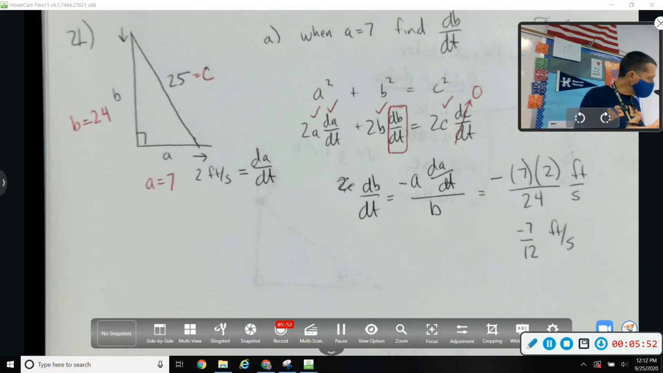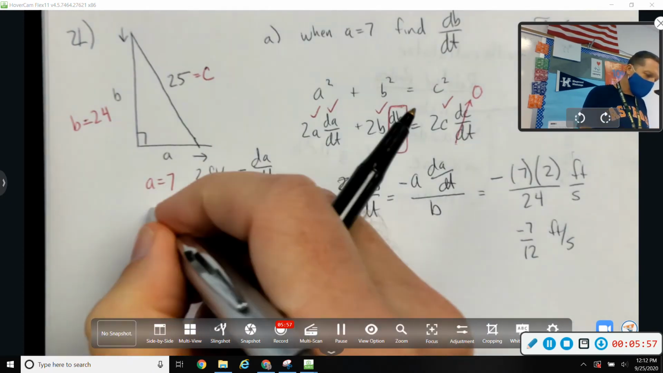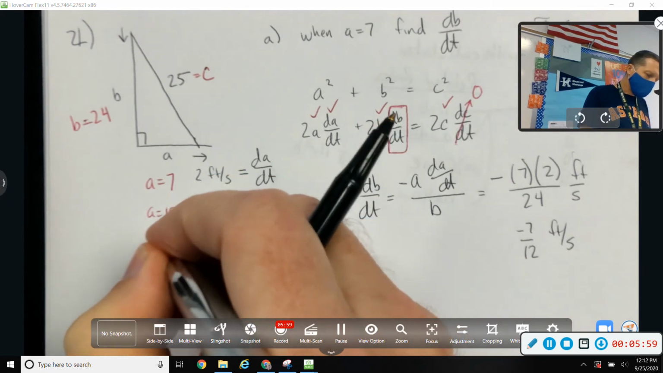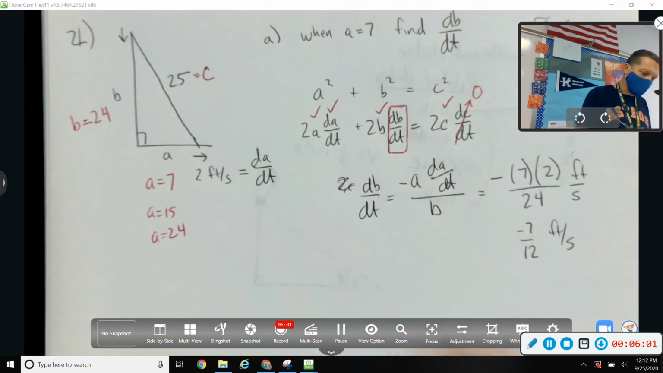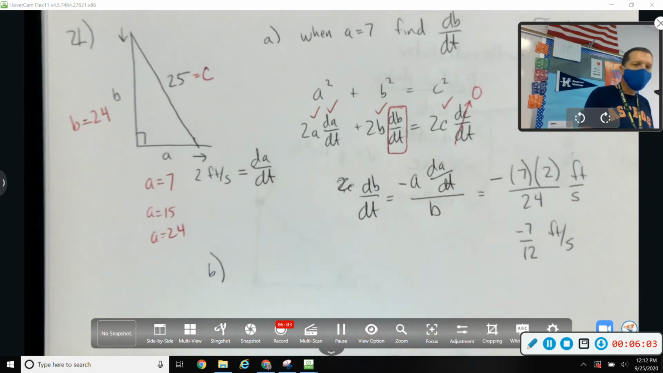All right, the other parts of part A are to do that for when A is 15 and 24. But we're good on that. Let's hold off on that. Let's just jump to B and C.